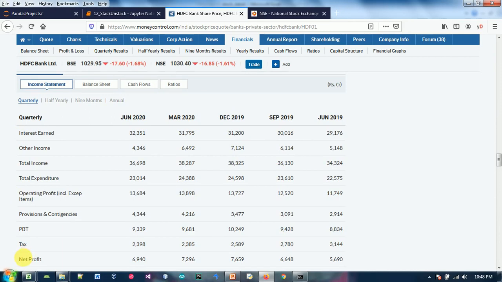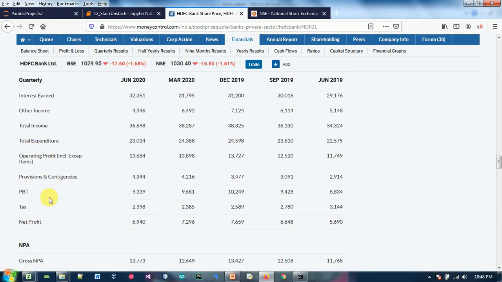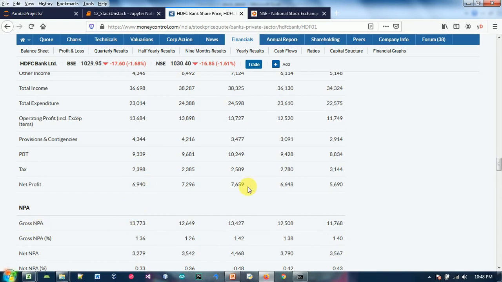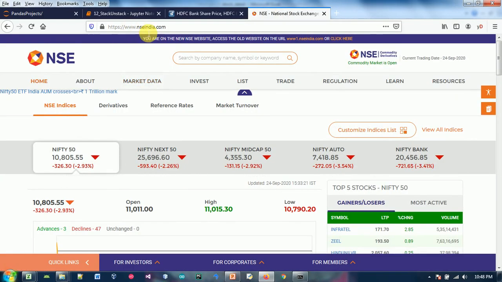Here you will get net profit and profit before tax and all that. You will also get non-performing assets, NPAs, and all that. There is another site where you can get this information, and this is the site of the National Stock Exchange.